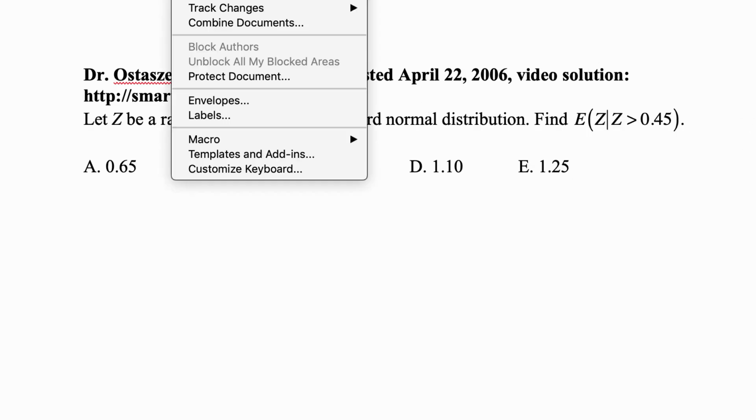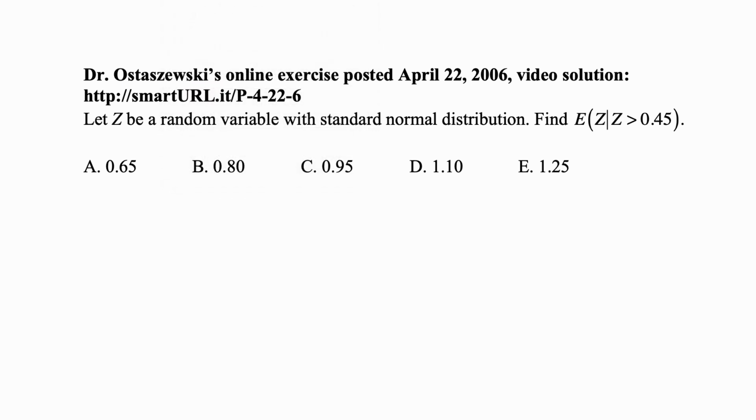Here's a problem for today for exam P on probability. Let z be a random variable with standard normal distribution. Find the expected value of z given that z is more than 0.45.